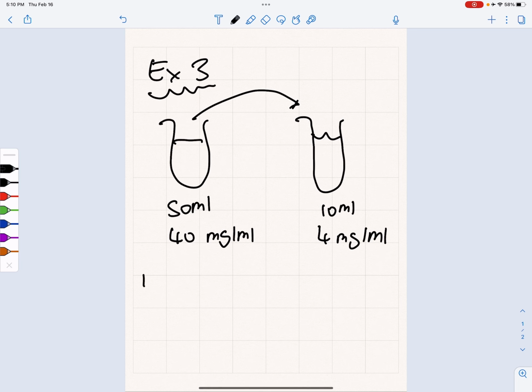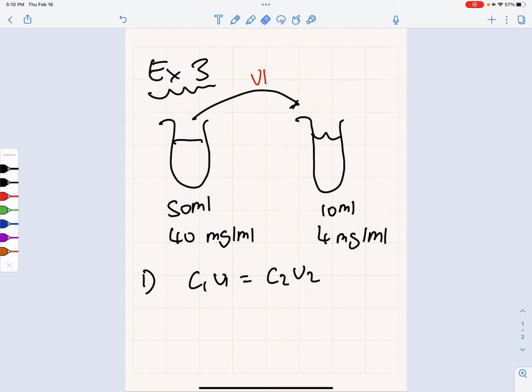The first way of doing it is like we talked about in the previous example, which is C1V1 equals C2V2. Now, what's important here, you may think, well, we have C1 and we have V1 here, and we have C2V2 here. But actually, we don't know what V1 is, because V1 in this case is going to be the transferred volume. This volume here is irrelevant.